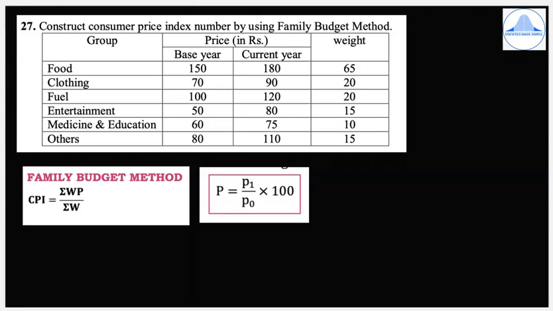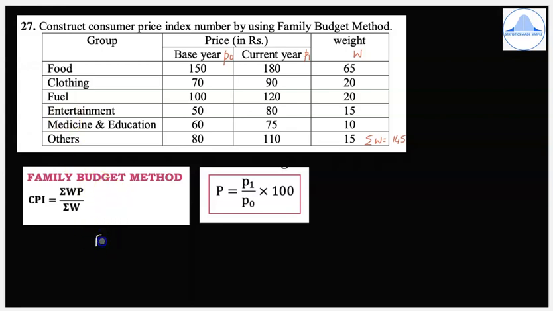So for the family budget method, the consumer price index number formula is summation WP divided by summation W, where capital P is equal to P1 by P0 into 100. So let me show how to calculate the price relative for food. So we have to make use of the formula P1 by P0 into 100. So before that, let me mark the price for the base year as P0. The current year price is marked as P1. The weights are marked as W. And if we calculate summation W, that is if we add up all the weights, then we get 145. So now let me go back to showing you how to calculate the price relative for each of the groups.